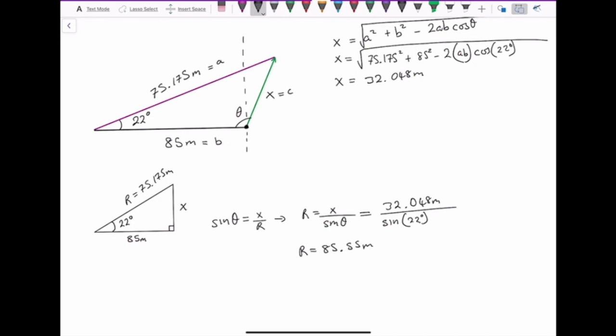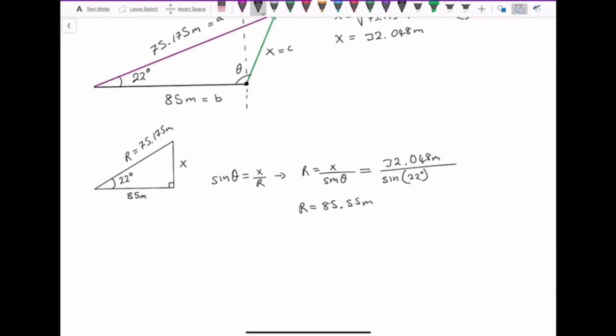So if theta is 90 degrees, the range or the hypotenuse of the triangle is going to equal 85.55 meters. But we know that range is equal to 75.175 meters. So we know that theta has to be less than 90. And if theta is less than 90, we know that the angle must be acute.